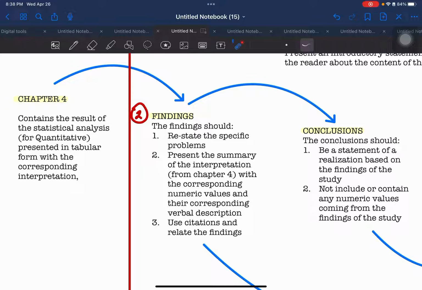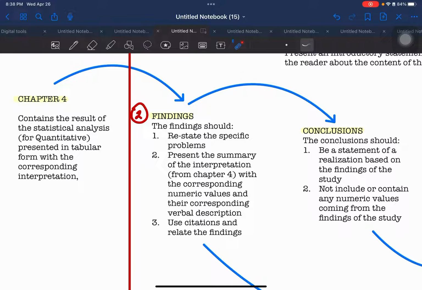So here, after stating the specific problem or the first specific problem, present the summary of the interpretation coming from chapter 4, which corresponds to the specific problem. So kung ano yung specific problem dito, kunin nyo yung result dito sa chapter 4. Later on, I am going to show you an example of what we are discussing right now. Okay? So, that is the second part of the findings.